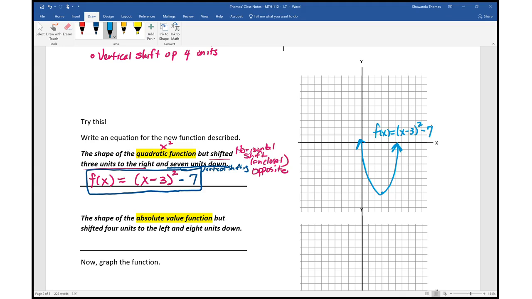And you can always verify this using Desmos.com or GeoGebra. You can use these websites to graph functions.